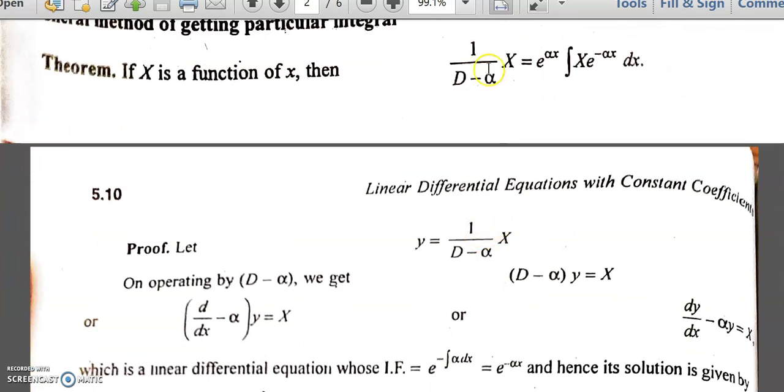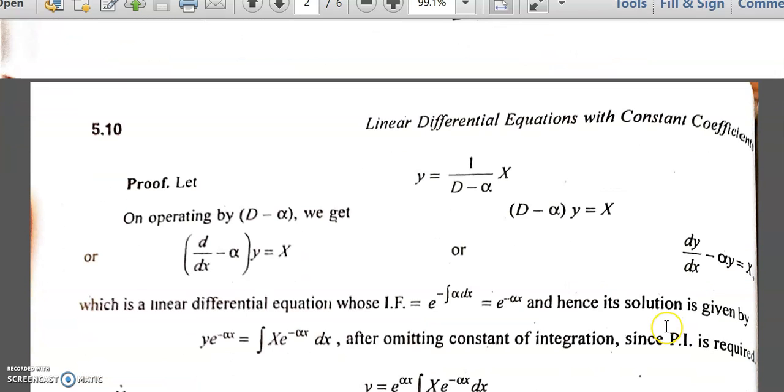Basically, from the definition, 1 by D minus alpha acting on x, we will get some function of x, say y. So that means when D minus alpha operates on y, you get x. So dy by dx minus alpha y equals x. So this is a linear differential equation with integrating factor e to the power integration of p dx, that means e to the power integration of minus alpha dx. Alpha is any constant, so the integrating factor is e to the power minus alpha x.